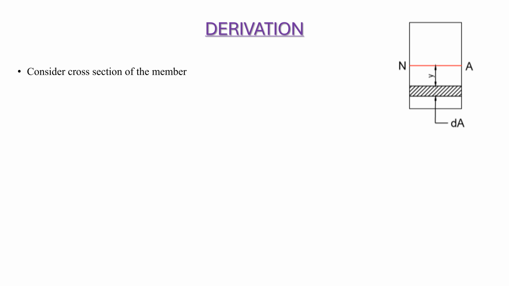Now, to proceed further with the derivation of our bending equation, let us consider a cross section of the member. This is a typical cross section of a rectangular beam where NA represents the neutral axis. From our previous slides, we have this relation that sigma B is equal to E upon R into Y. And also, to simplify this, we can say that stress is directly proportional to the perpendicular distance of any fiber from the neutral axis.